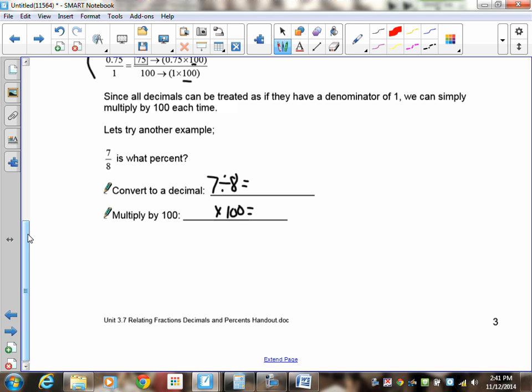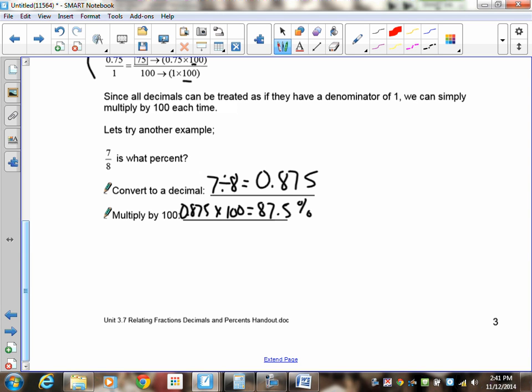Okay, you should be done by now. 7 divided by 8, 0.875. Okay, 0.875 times it by 100, you're going to get 87.5%. And yes, you can have 0.5%. So you have to copy it down. You do not round it off. Okay, so there's your answer.